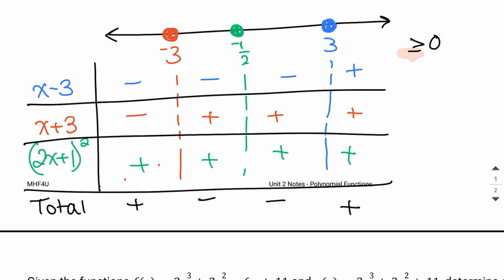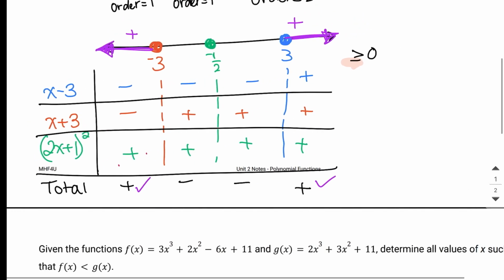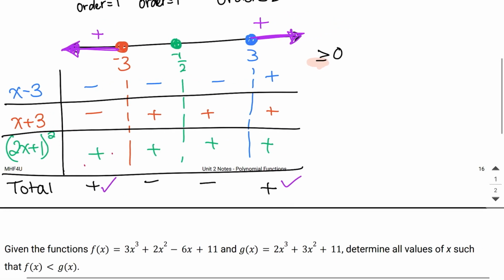And we also know that it will work at all the places where it's positive. So it's positive here and positive here. So that means that this right here would be my solution. And just like we figured out before, we can say that x is an element of negative infinity to negative 3, also 3 to infinity, and also 1/2, negative 1/2.